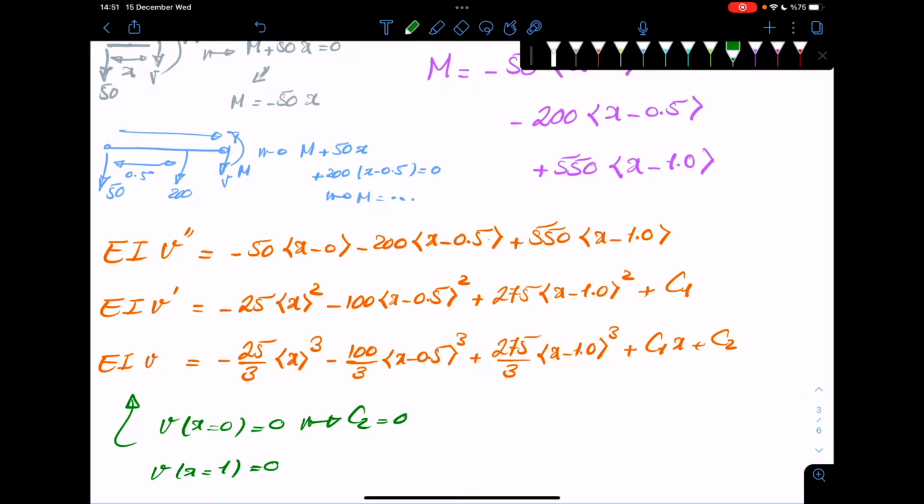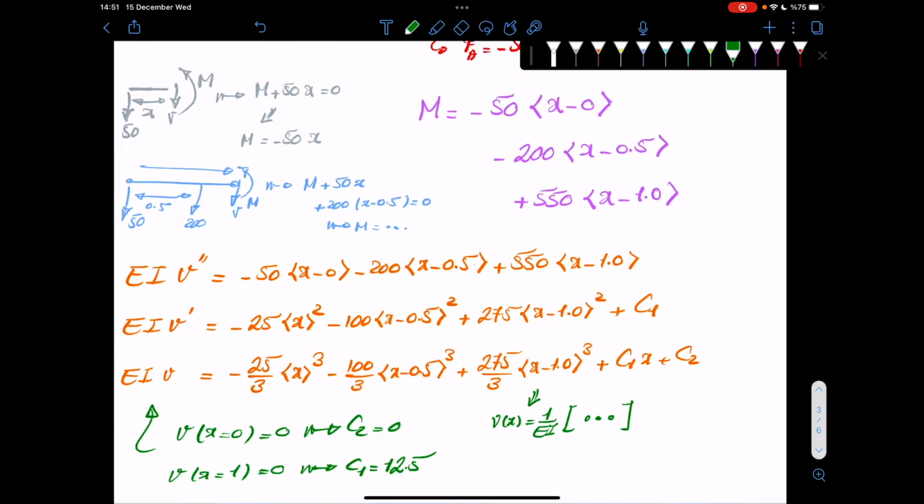From the second boundary condition, you find out that C1 is 12.5. Okay? So you are done, basically. At this point, you are done. If you want, you can also write this equation again using the boundary conditions. So you can say, well, your deflection function is 1 over EI multiplied by what you have there. But you don't really have to do that. That's fine at this point.